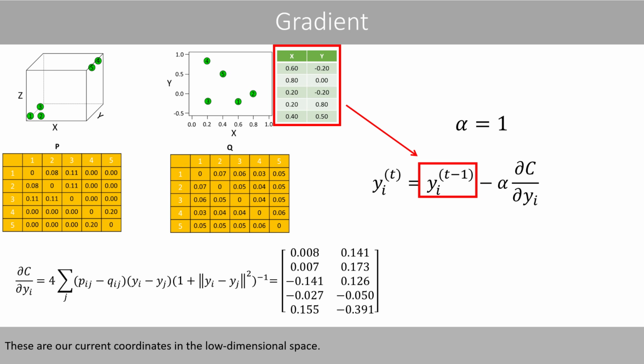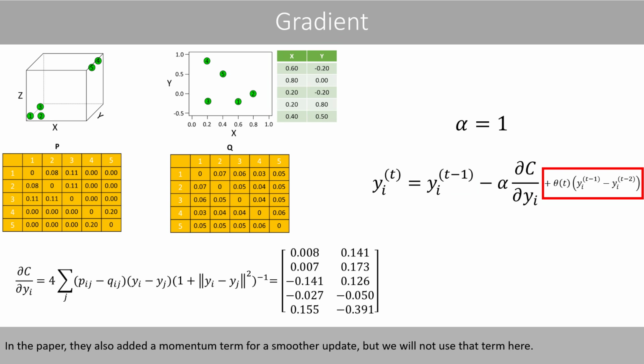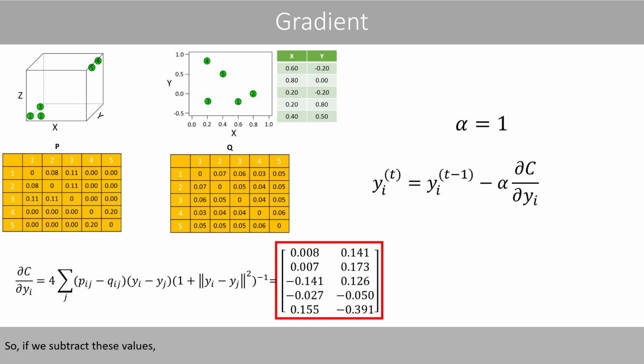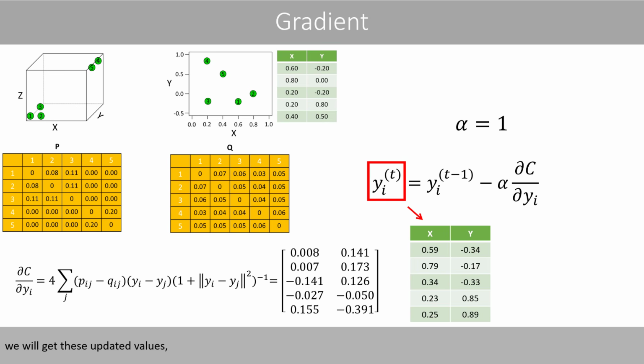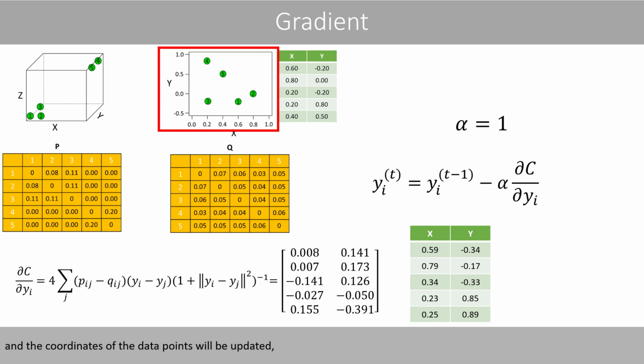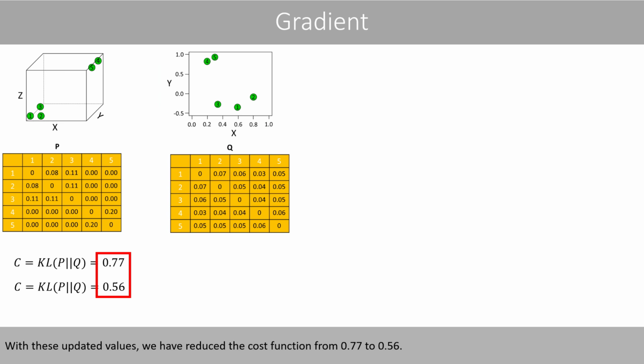These are our current coordinates in the low-dimensional space. In the paper, they also added a momentum term for a smoother update, but we will not use that term here. So, if we subtract these values from these values, we'll get these updated values. And the coordinates of the data points will be updated like this. With these updated values, we have reduced the cost function from 0.77 to 0.56.